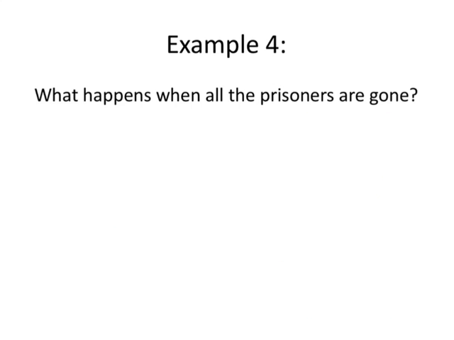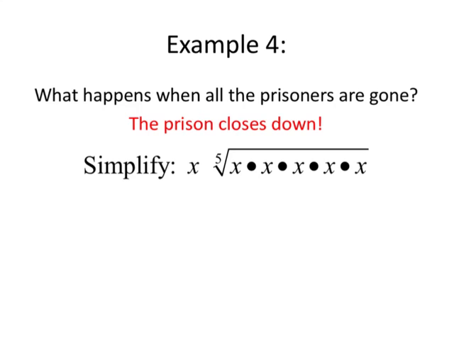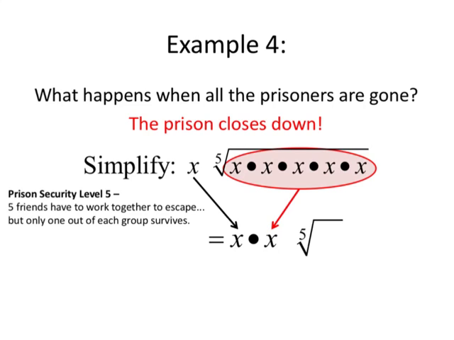So the last thing we need to talk about is what happens when all the prisoners are gone. Well, then you wouldn't need a prison, and the prison would close down. So our last example will illustrate that. In this example, we have an X that's already outside the prison, and we had 5 guys inside a 5th level security prison. These are the really bad guys. So they need a group of 5 to be able to escape, and they have their group of 5.